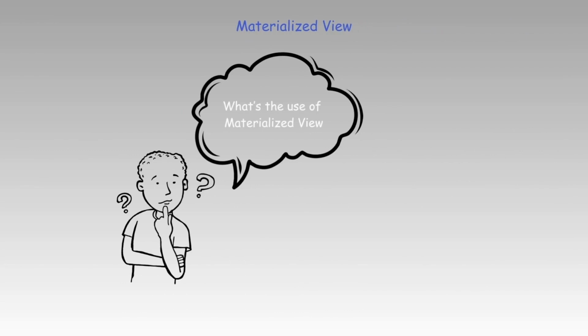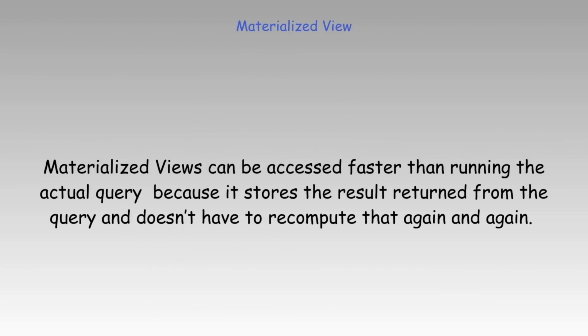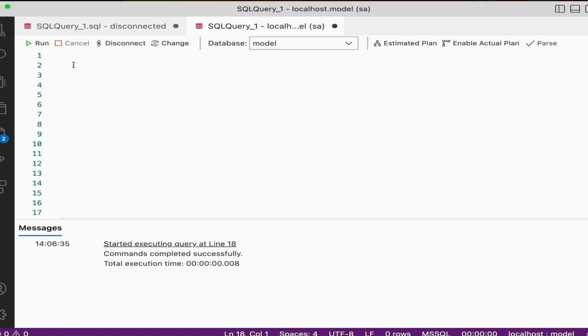So you will be thinking, why do we use a materialized view if we already have a view? Well, a materialized view stores the result returned from computing the view. Hence, it will be faster to get those same results instead of recomputing them again and again.